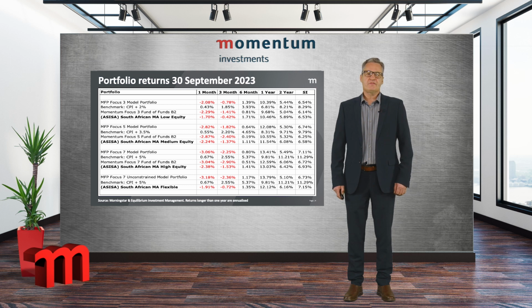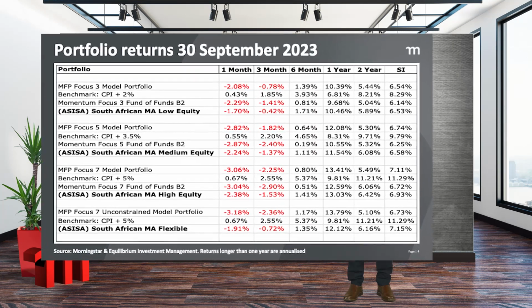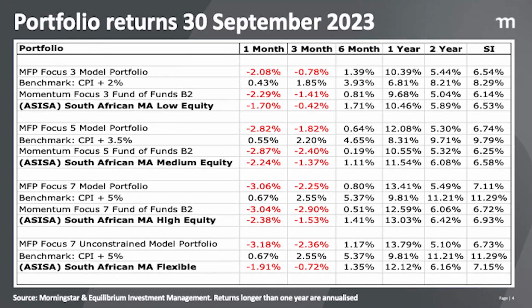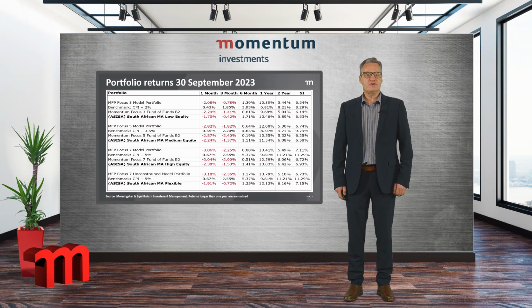MFP Focus 3, 5, 7 and 7 unconstrained were down by 0.78, 1.82, 2.25 and 2.36% for the quarter. The Momentum Focus Fund of Funds delivered negative returns of 1.41, 2.40 and 2.90% for Focus 3, 5 and 7 respectively. Due to time constraints, the numbers have not been finalized yet, so there can be a slight difference to the official numbers that will be published on the September 2023 fact sheets. Please refer to the fact sheets once they are published for September for more information.